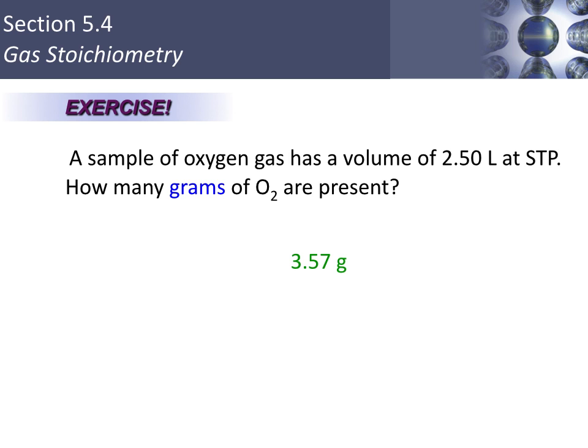A sample of oxygen gas has a volume of 2.5 liters at STP. How many grams of oxygen are present? You can solve this for n using PV equals nRT. So that's 1 atm times 2.5 liters is going to equal n times the R value, 0.08206, times 273. That'll give you 0.112 moles of oxygen, which you can then convert to grams using 32 grams per mole, which will give you 3.57 grams.